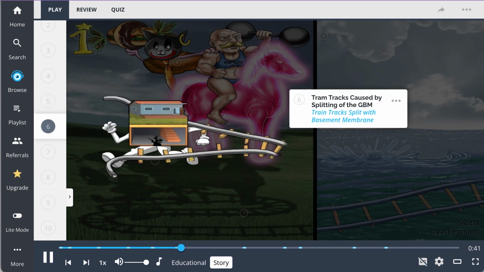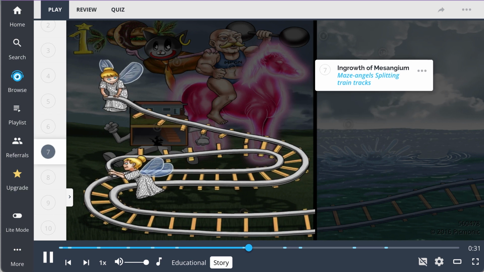He comes to train at this location because after he lifts weights, he can pull the train on the tracks, kind of like Mr. Incredible. Unfortunately, that train will not be showing up today, because these maze angels pulled apart the tracks, causing the basement of the train station to split.